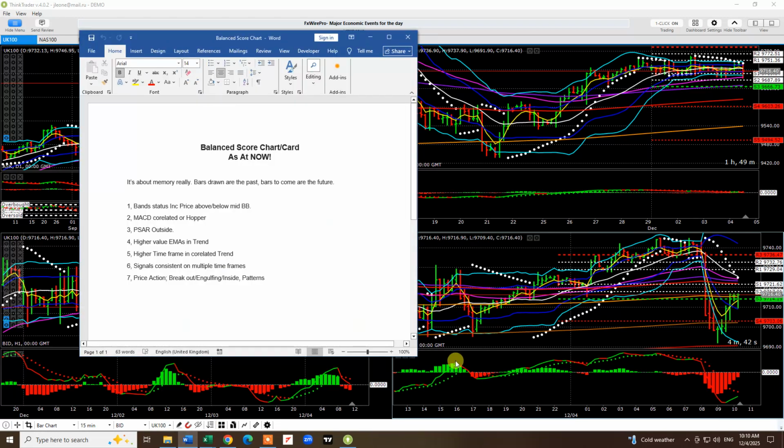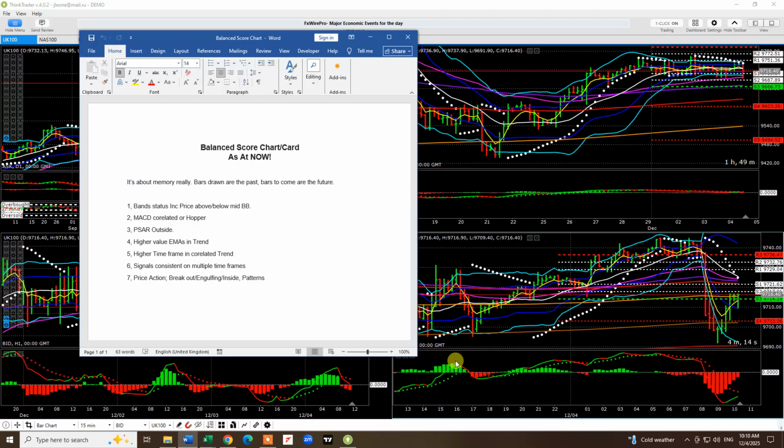You will have seen it before, especially if you're one of my members anyway. And it's the balanced score chart. As an accountant, when we're going to value a business, it might be an ice cream van or it might be Apple computers, or it could be anything, but we use a balanced scorecard to do that, to value the business fairly in the same way. And as it states right here, it's about memory, really.